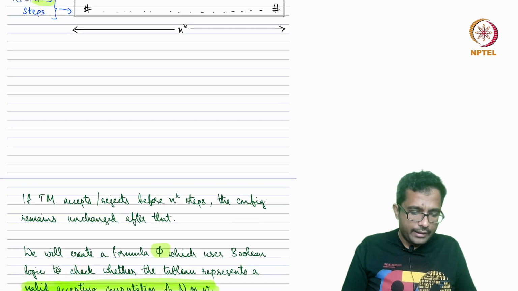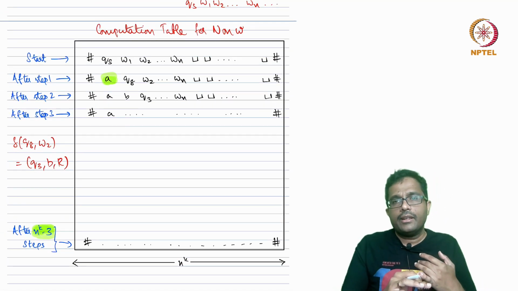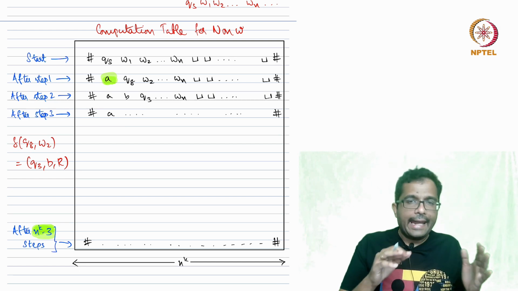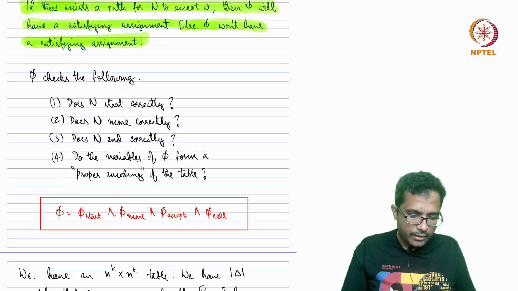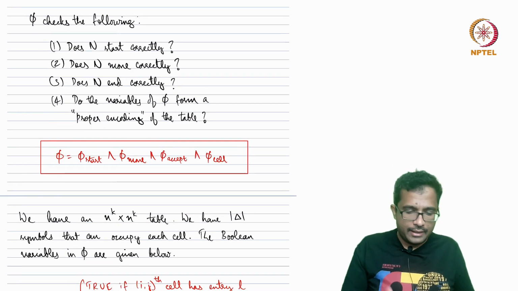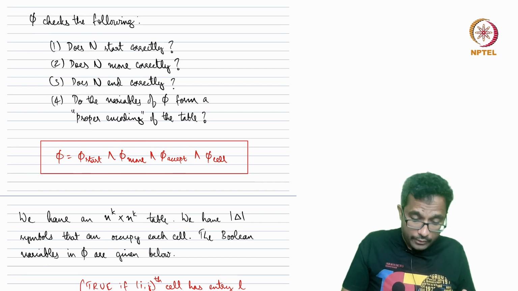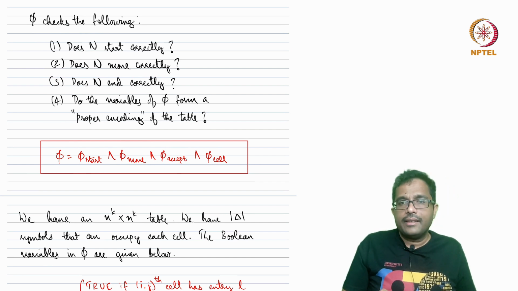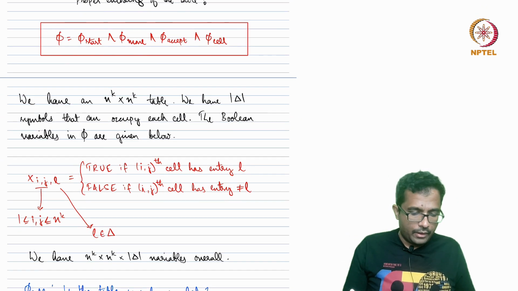So this is what we build. We build phi that is able to check whether N has an accepting computation on W. Okay, so phi has 4 parts: phi start, phi move, phi accept and phi cell, and we'll define each of these one by one, right?